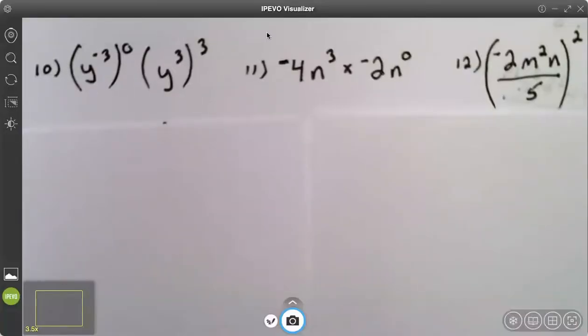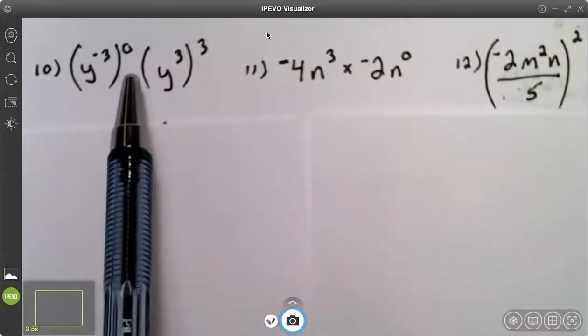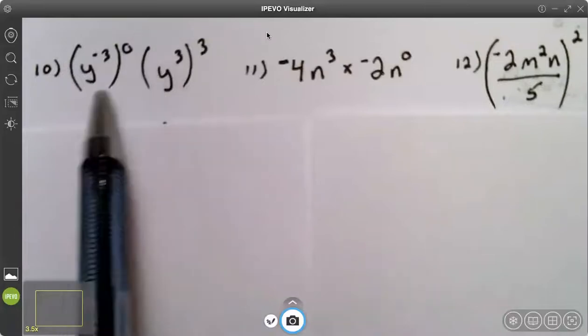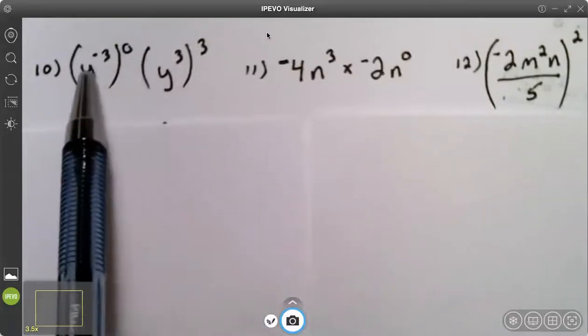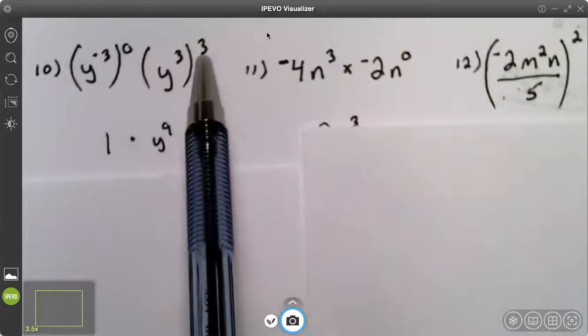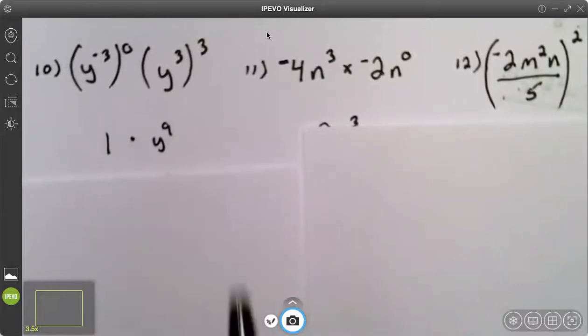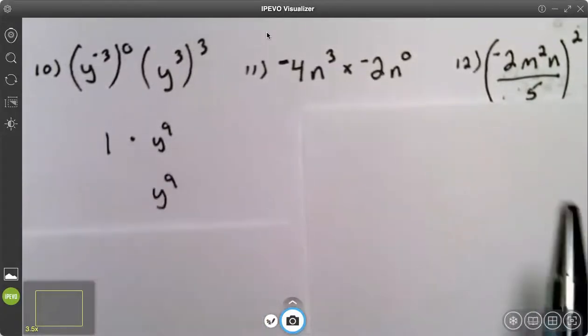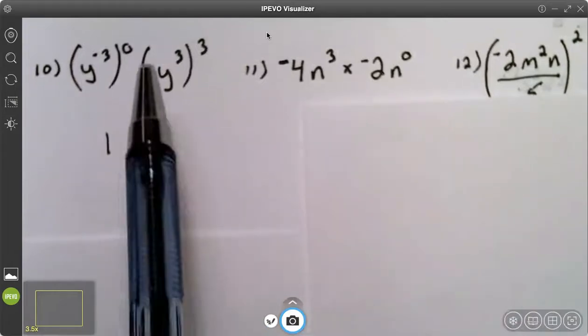Number 10. On number 10, I could multiply 0 times negative 3 to get 0 and then think about 0 power, but this whole thing is to the 0 power, so the whole thing is worth 1. And then on the right, 3 times 3 is 9, because when you have a power to a power, you multiply the exponents. And then 1 times y to the 9th is y to the 9th.